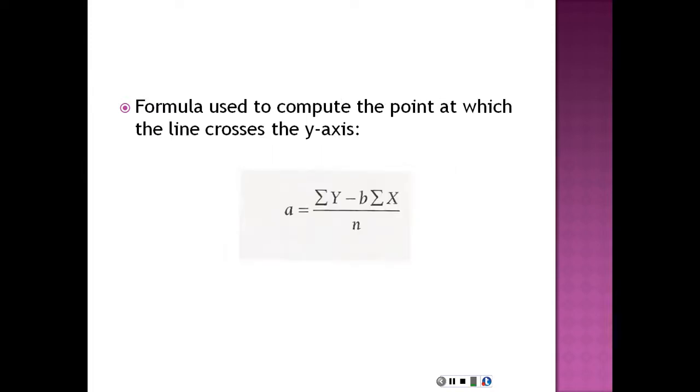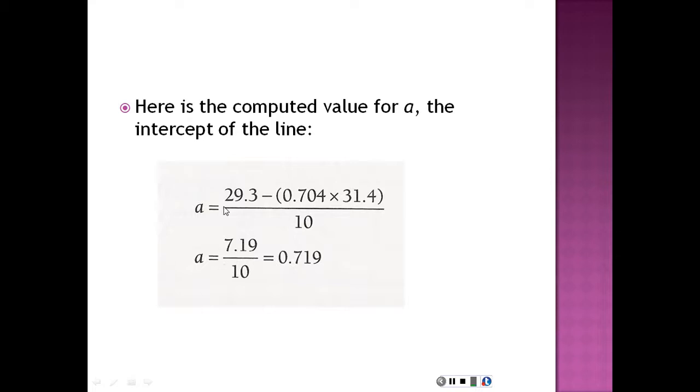Now this is the formula we would use to compute the point at which the line crosses the y-axis. So we have a equals the summation of y minus the slope times the summation of x, divided by n, which would be our sample size. So again, we can plug in our numbers: 29.3 minus our slope value that we calculated, times 31.4, divided by 10, and this would give us an a of 0.719.